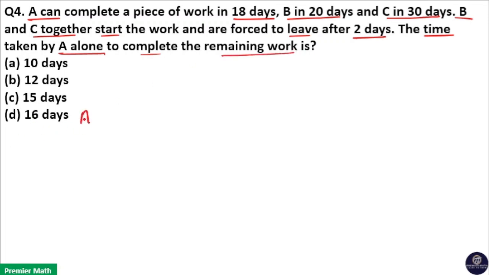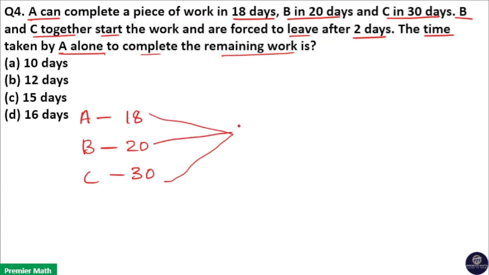Here, A can complete a work in 18 days and B can complete the same work in 20 days and C can complete the same work in 30 days. Now all are doing the same job. So take the LCM of 18, 20 and 30. Here LCM is 180. Now 18 goes 10 times in 180, 20 goes 9 times in 180, 30 goes 6 times in 180. Now the concept of this diagram means 180 unit is the total work.